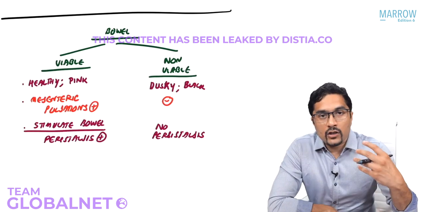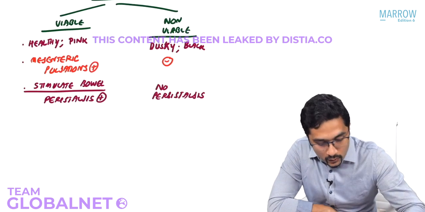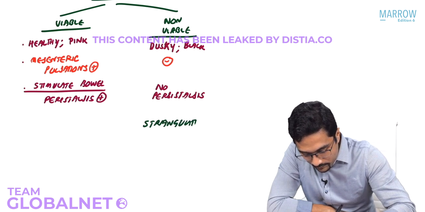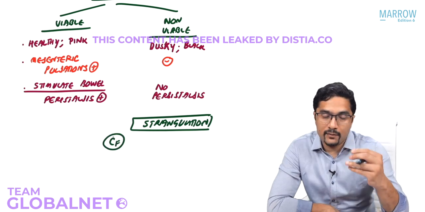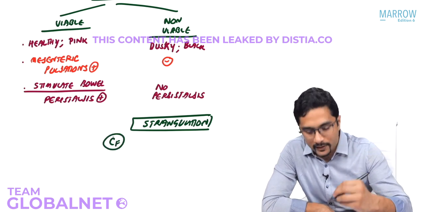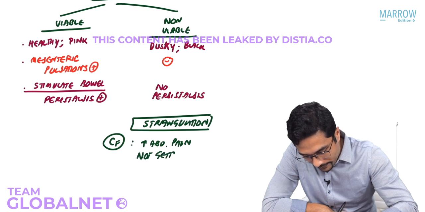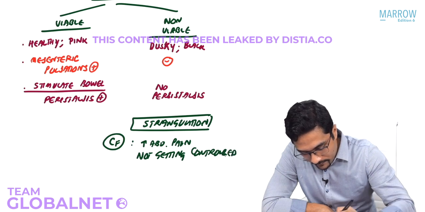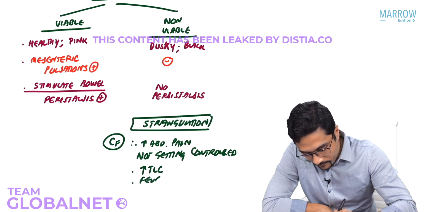Now, for non-viable bowel or strangulated bowel, there are certain clinical features, even before we open up the abdomen, which can hint towards a strangulation. Strangulation means the blood supply is not going to the bowel. So what are the clinical features which can tell me that there is strangulation even before I open up the case? There will be increased abdominal pain not getting controlled by medicines. There will be increased total leukocyte count. The patient will be febrile.